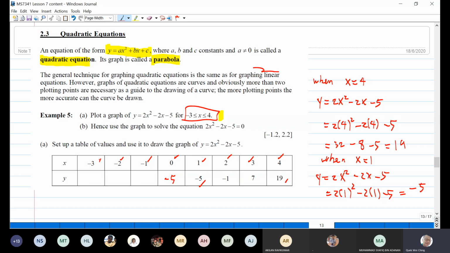What happens when x equals minus 1 now? So put x equals minus 1. So y equals 2 times minus 1 squared minus 2 times minus 1 minus 5. What do you get now? 2 times minus 1 squared is 2 times 1, so 2, plus 2, because minus 2 times minus 1 is 2 here, minus 5. 2 plus 2 minus 5 is minus 1. So this is minus 1.